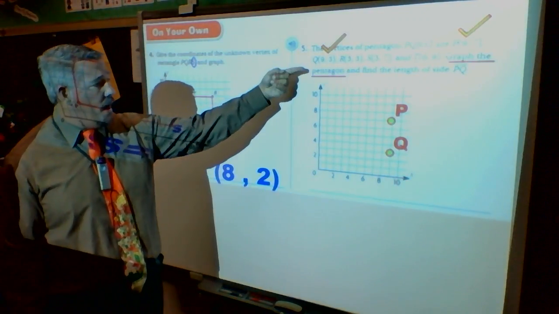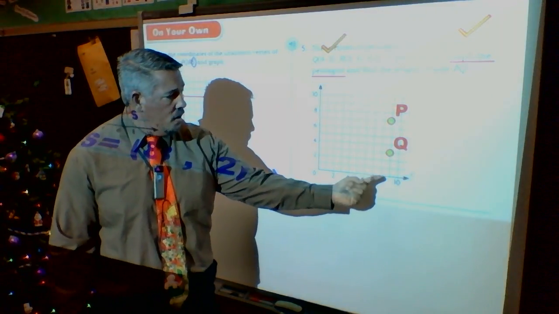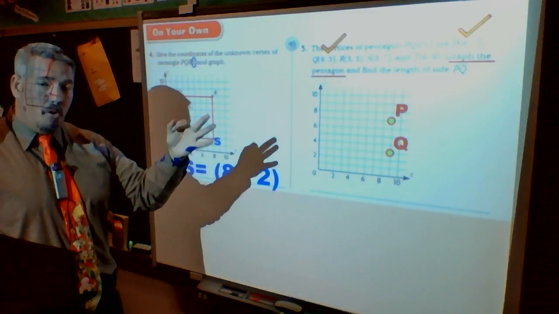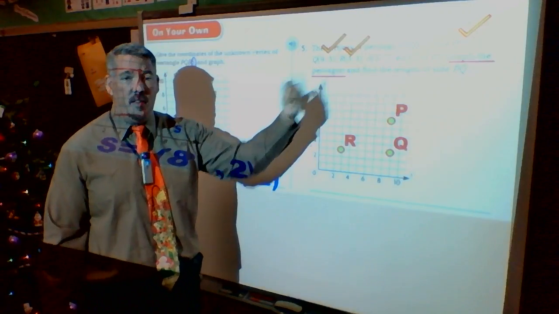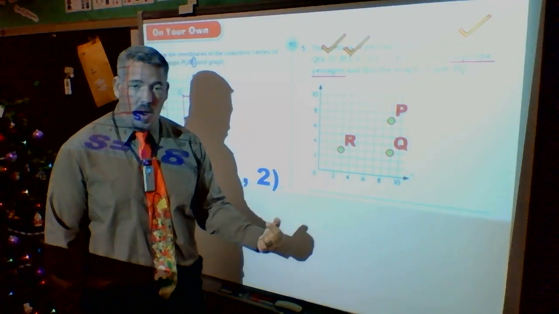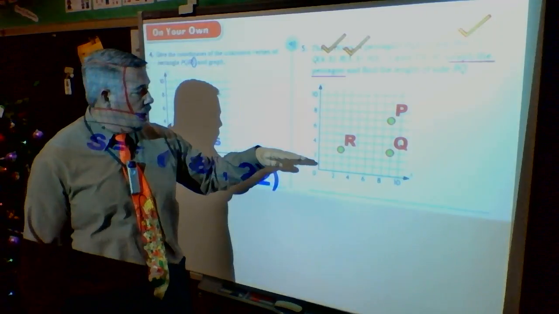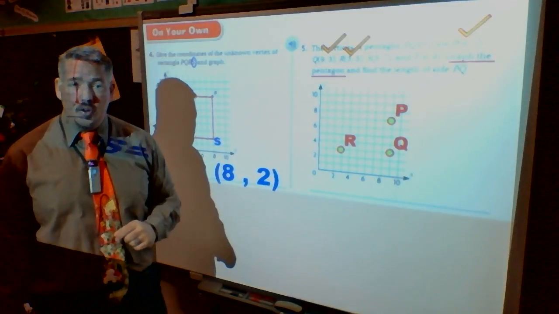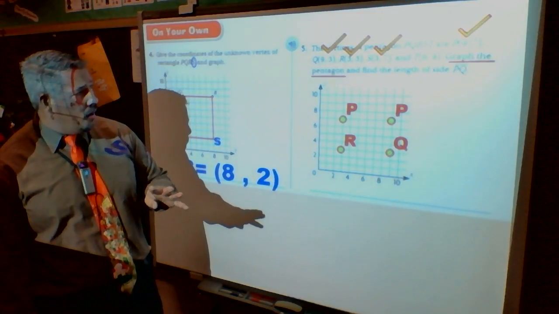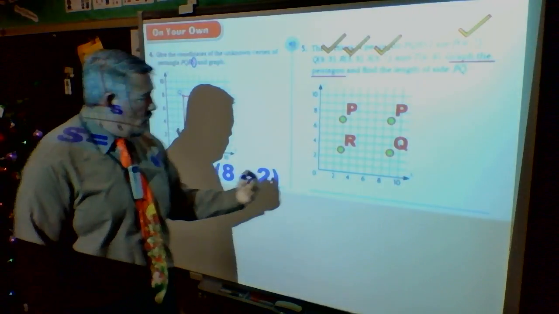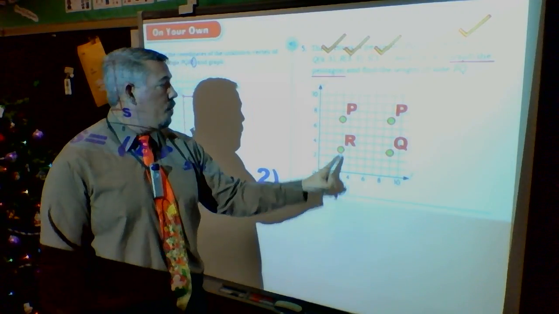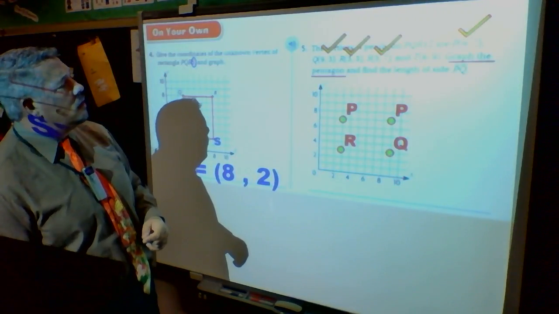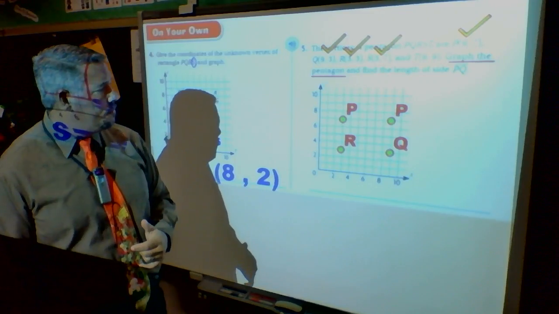My second one is 9, 3, so I run forward 9, jump up 3, put my point, and label it Q. My third one, the R, tells me 3, 3. So I run forward 3, right in between the 2 and the 4, jump up 3, above the 2, below the 4, put my point or my vertex, and I label it R. My fourth one, positive 3, positive 7. So I'm going to run forward to the 3, jump up to the 7, put my point or my vertex, and it should be labeled S. Apologize for that.